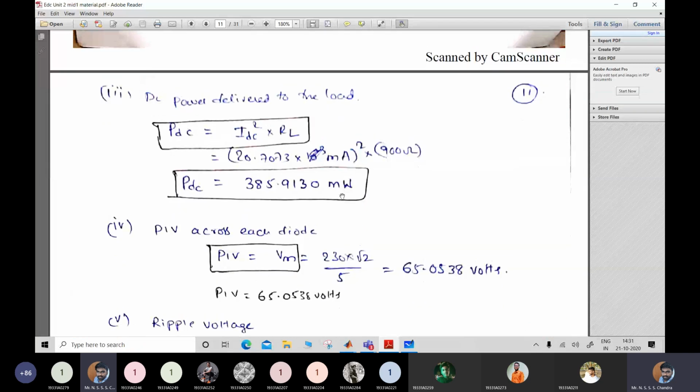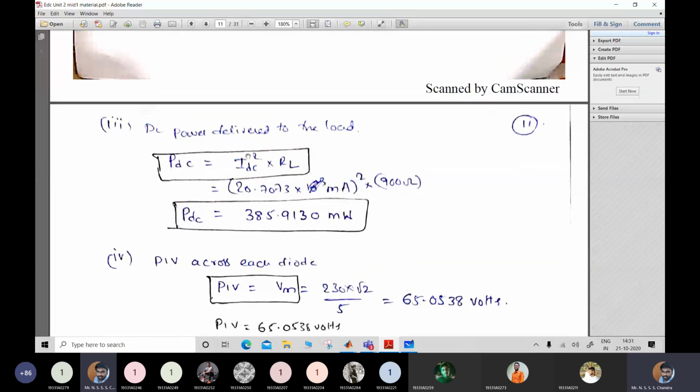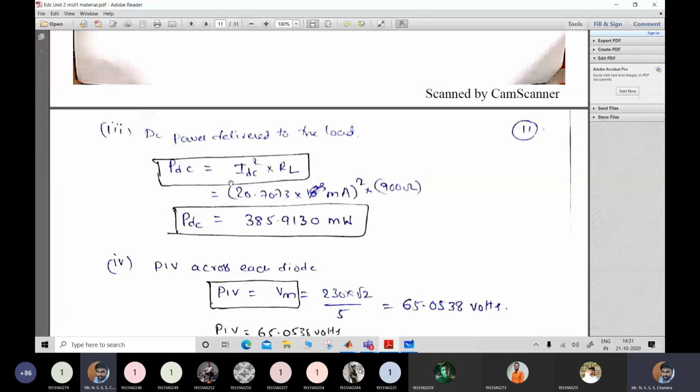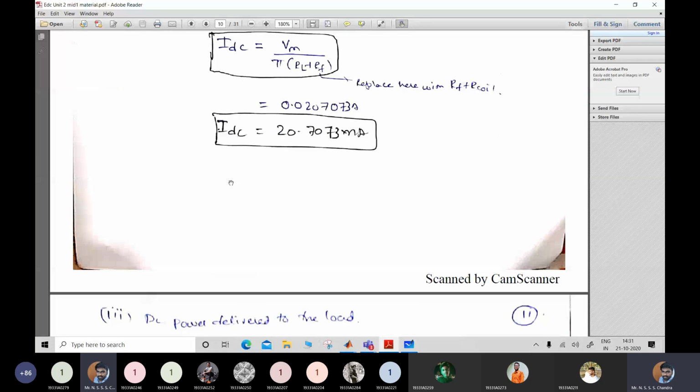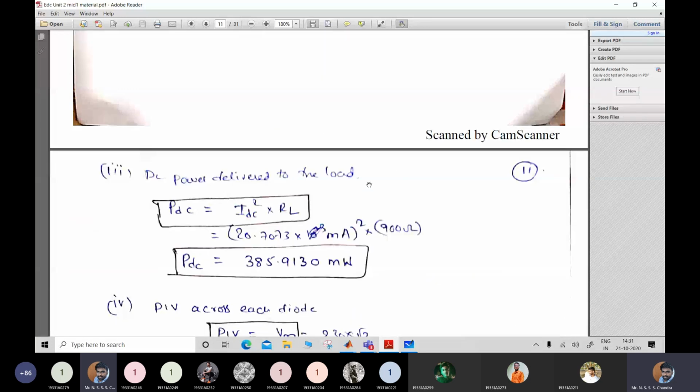And then DC power delivered to the load will be equal to IDC square into RL. So when he is asking for DC power, you have to write only the DC current quantity. Once you find out the IDC value, you replace it over here. The load is always your load resistor, so here we write RL. Then we get the power delivered to the load.